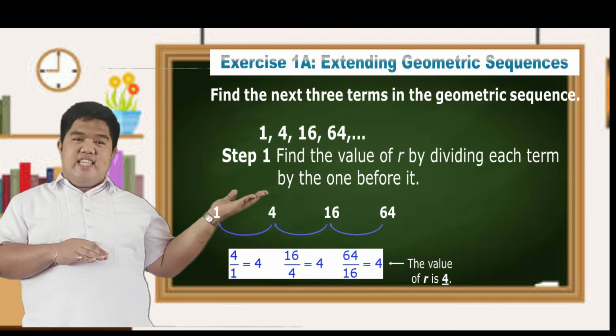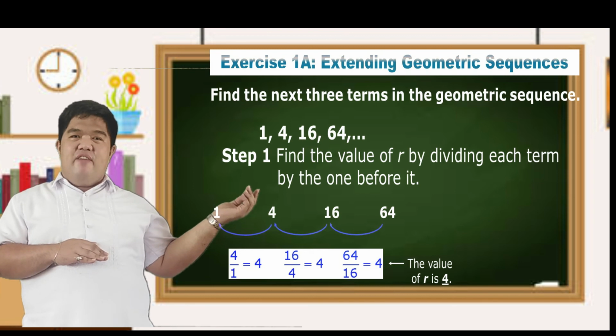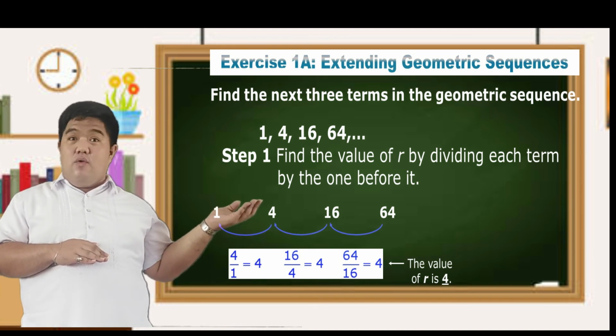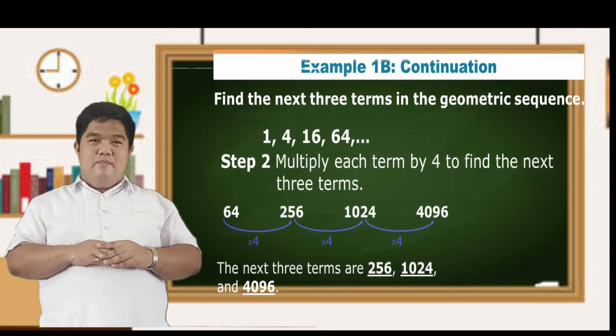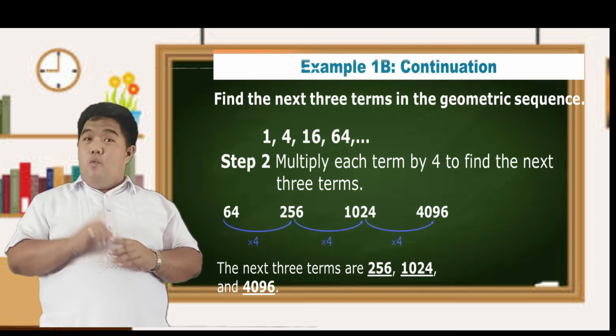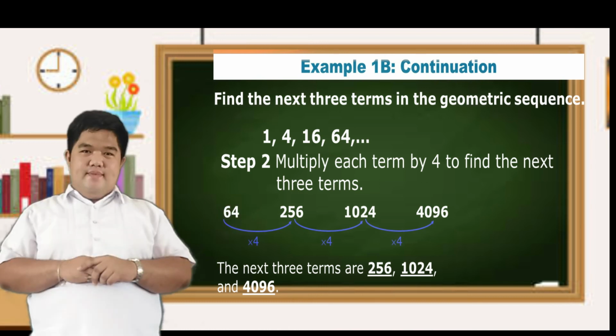64 divided by 16 is 4. 16 divided by 4 is also 4. And 4 divided by 1 is 4. Therefore, the value of R is equal to 4. Exercise 1B. Find the next three terms in the geometric sequence 1, 4, 16, 64, and so on.